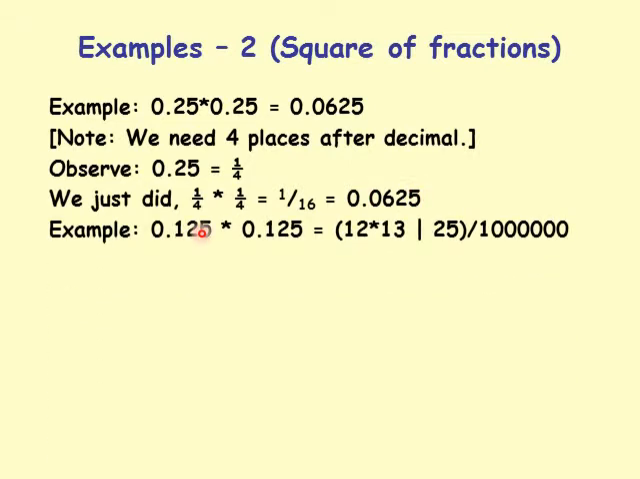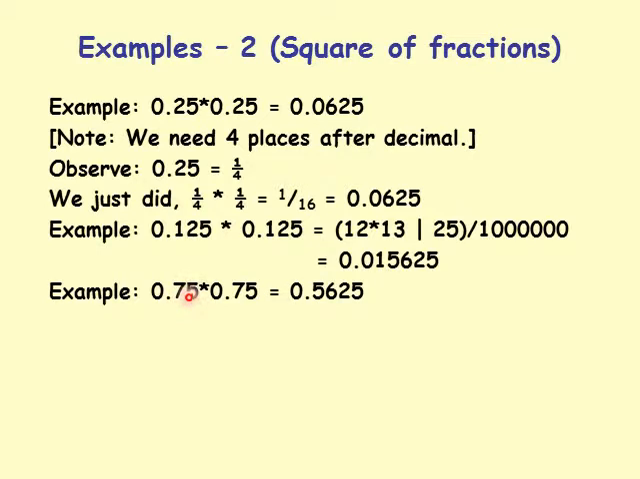Now 0.125 times 0.125, the same way. On the left is 12 times 13, and on the right is 25, and there are 3 digits here and 3 digits after, so it's 6. We have divided by 1 million here, and that is equal to 0.015625. 15625 from here, and an extra 0 because I need 6 digits after the decimal, and these were 1, 2, 3, 4, 5. I make up that with an extra 0 here. Let's continue. 0.75 times 0.75 is 0.5625. On the left, 7 times 8 is 56, and 25 on the right, and with 4 digits I need 4 places.